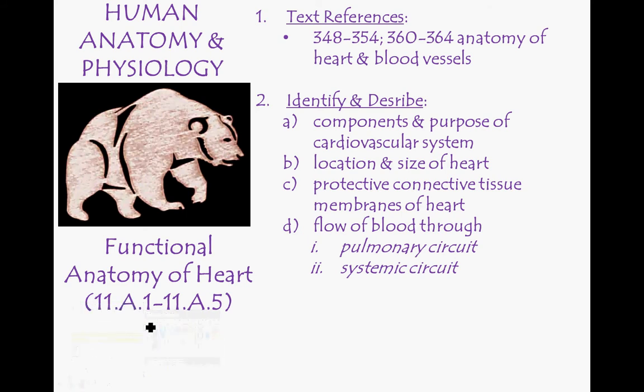By the end of this quick part, you should be able to identify and describe the components and the purpose of the cardiovascular system, the location and the relative size of the heart, and the protective or connective tissue membranes of and around the heart. And then specifically describe the flow of the blood through the pulmonary circuit and through the systemic circuit.